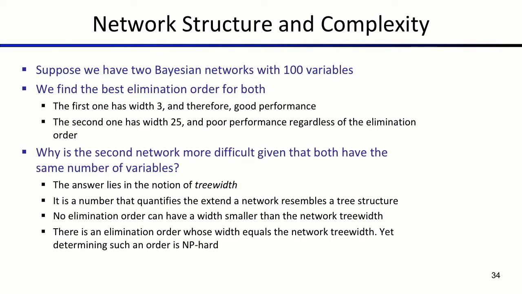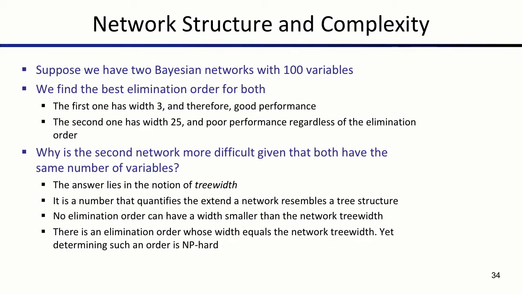And we find that no elimination order can have a width that is smaller than the network tree width. So in some sense, the network tree width is a lower bound to the width of the elimination orders that we can find. We will also find that there is one elimination order, it can be more than one, but it's guaranteed that there exists at least one elimination order that has a width equal to the tree width. But finding such an elimination order is an NP-hard problem. So it's going to be difficult to do it.